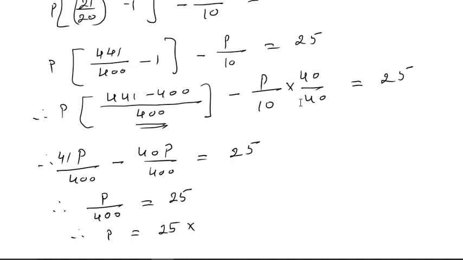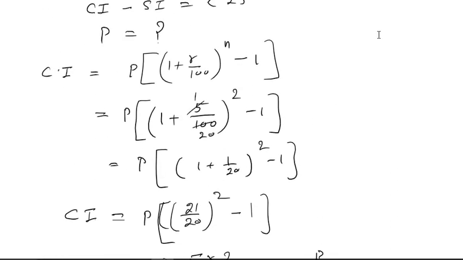25 into 400. 25 fours are 100, so 100 and two 0s more. So rupees 10,000 is your principal. Okay, let us revise what we have done.